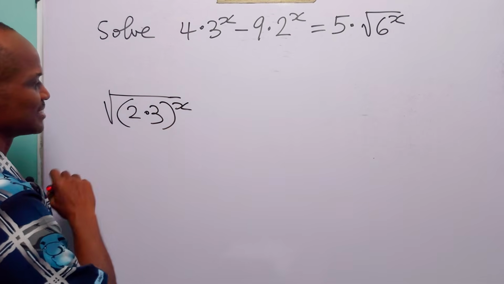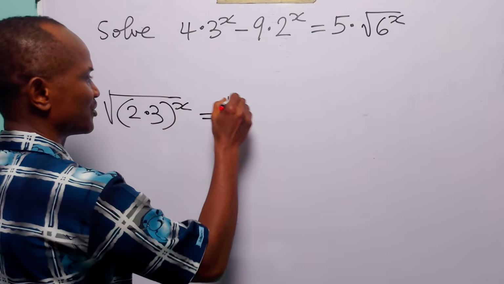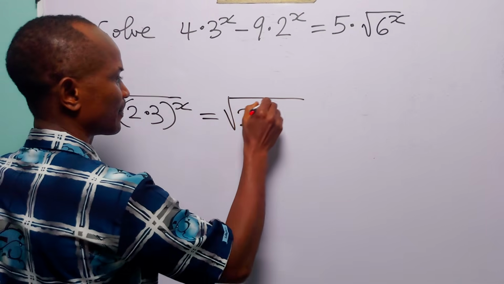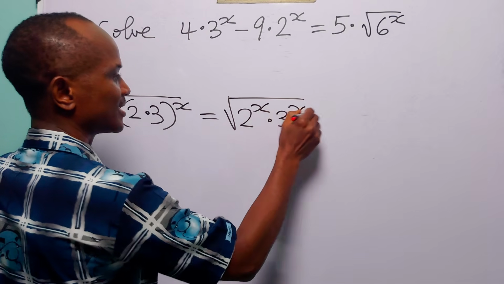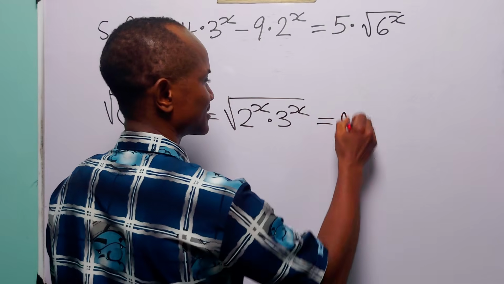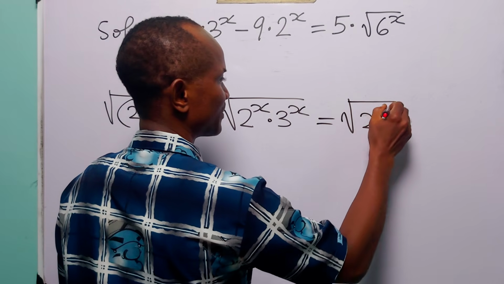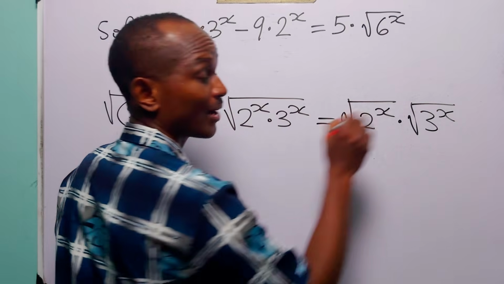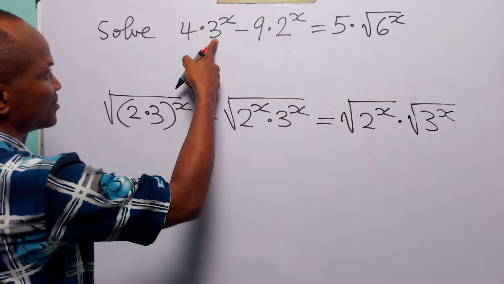And when we open this bracket, then this can be written as the square root of 2 to the power x multiplied by 3 to the power x, which of course is exactly the same as the square root of 2 to the power x times the square root of 3 to the power x. Now let us look at this.